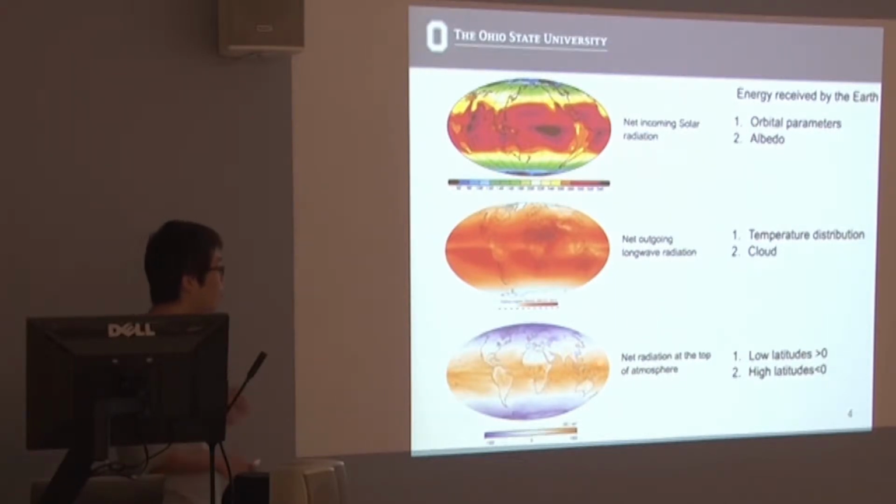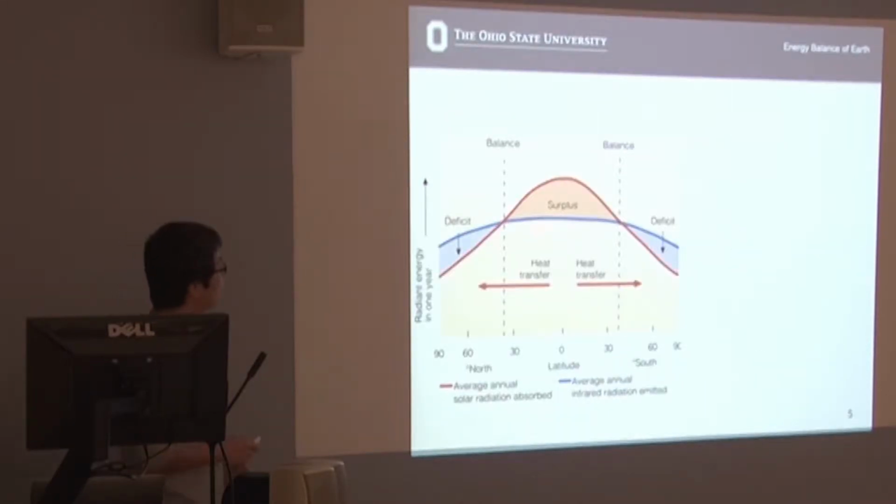atmosphere. So in low latitudes, we have more incoming than outgoing. So in the tropics, the Earth is receiving energy, but in high latitudes, it is the opposite. It is because the outgoing longwave radiation is larger than the incoming solar radiation. So Earth is losing energy at high latitudes. Here is a schematic plot of the incoming solar radiation and the outgoing longwave radiation. We know that in the tropics we have surplus energy, but at high latitudes the Earth is losing energy.